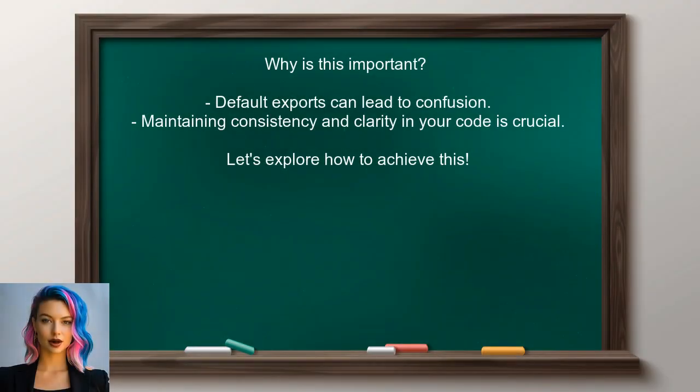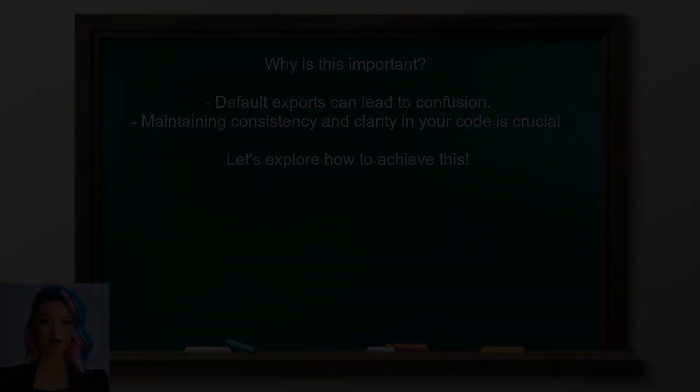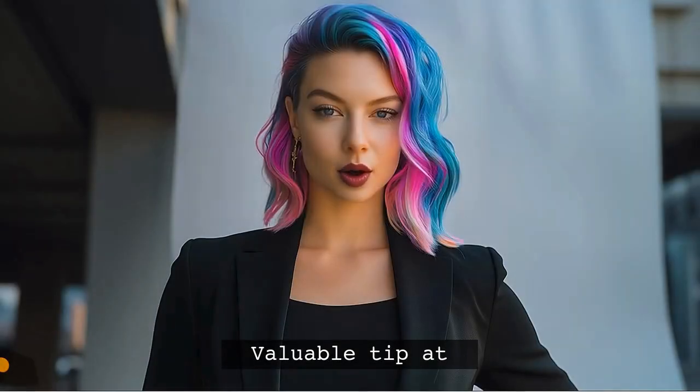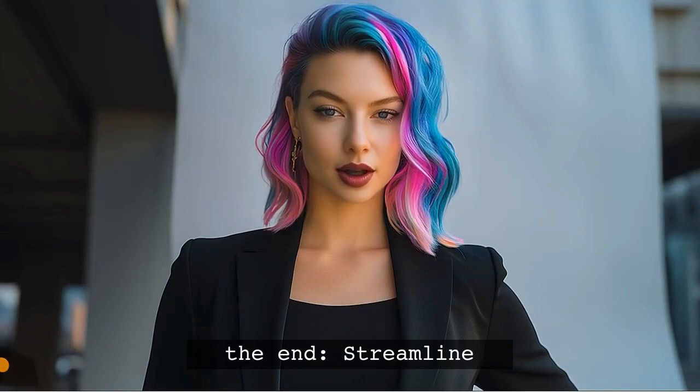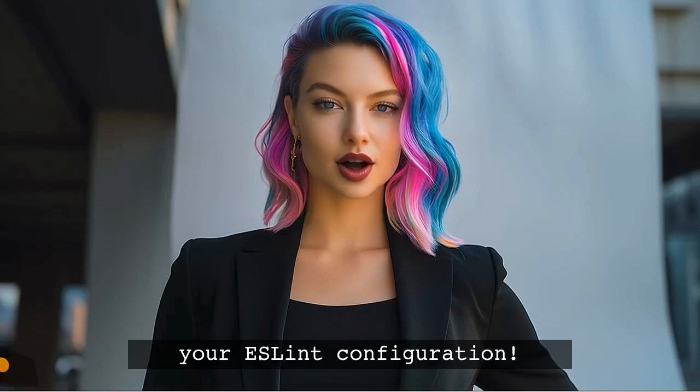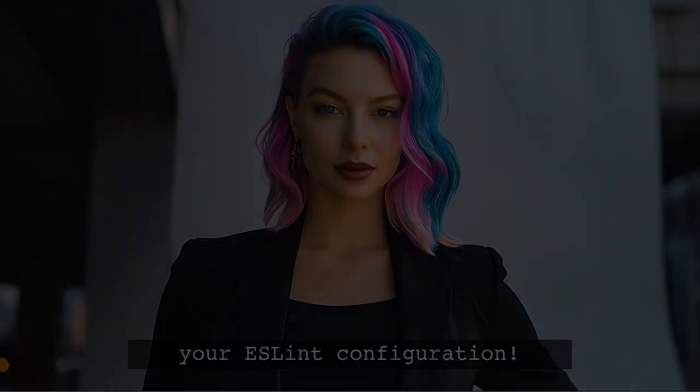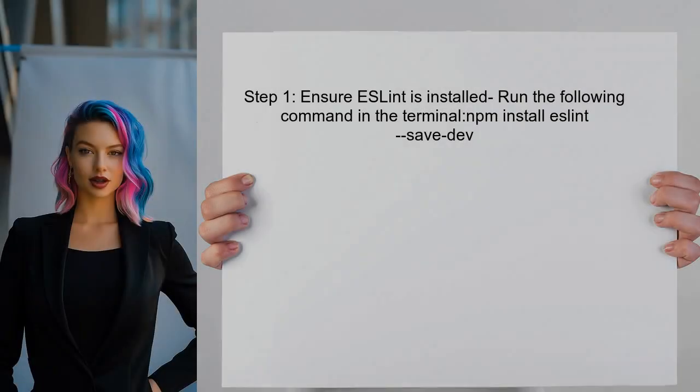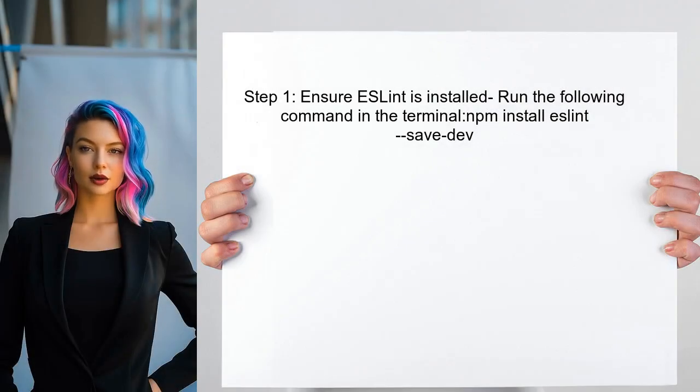So why is this important? Default exports can lead to confusion in your code base, especially in larger projects. By disallowing them, you can maintain consistency and clarity in your code. Let's explore how to achieve this. And stick around. I have a valuable tip at the end that will help you streamline your ESLint configuration even further. To configure ESLint to disallow default exports, the user should first ensure they have ESLint installed in their project.